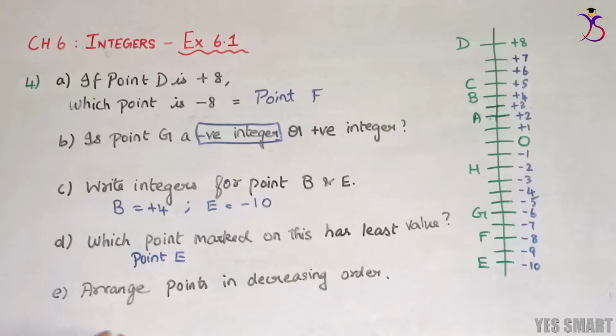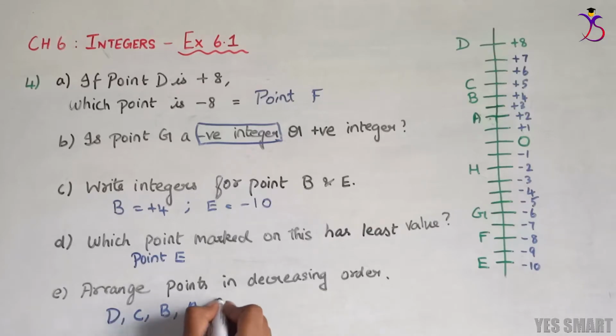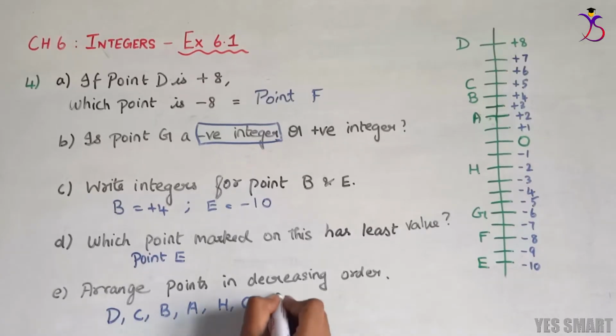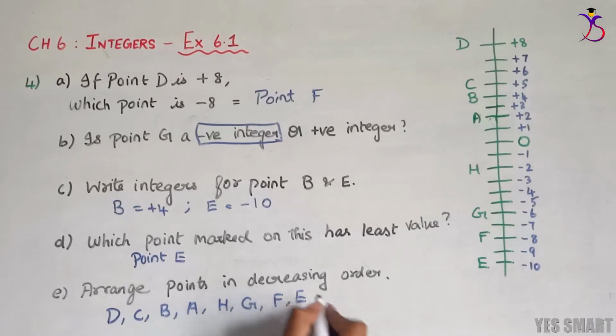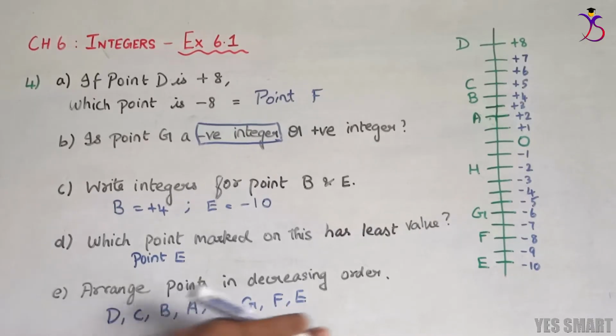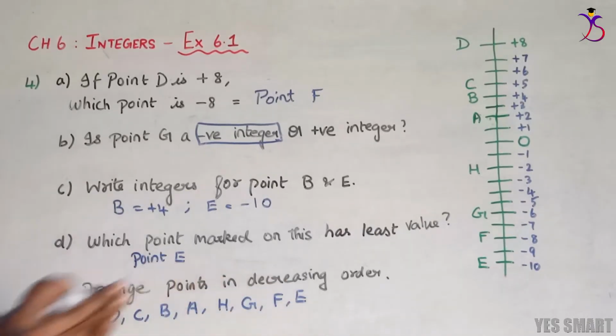Therefore the decreasing order is D, C, B, A, H, G, F, E, as the values of the points are decreasing in the number line in a top down order. I have just written the points in decreasing order in this manner.